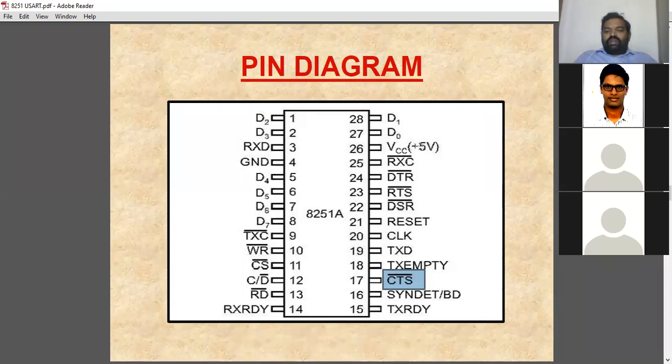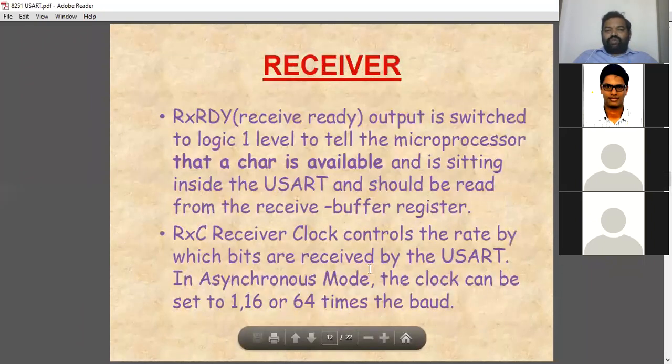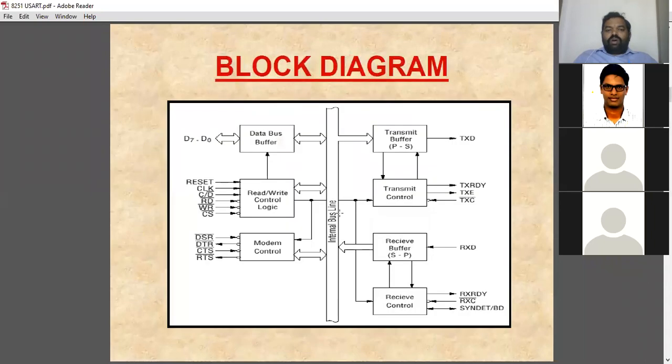Then the receiver clock and VCC 5 volts, we know, right? So this is the pin diagram operation. Once you know the block diagram, you can answer the pin diagram very easily.